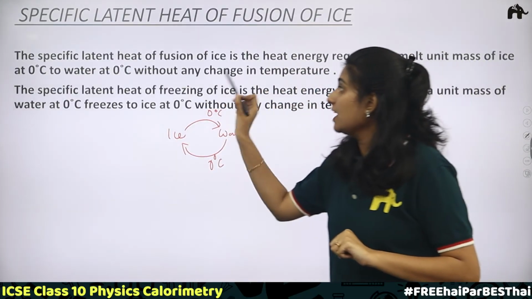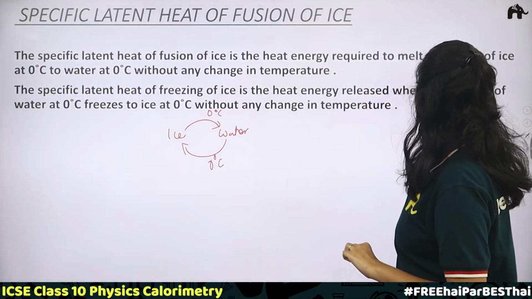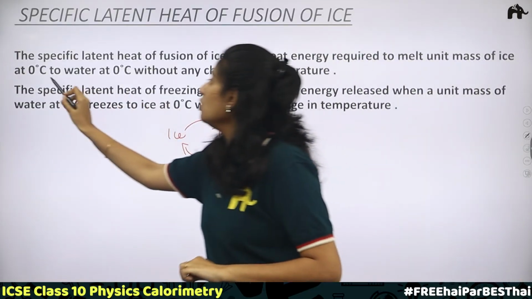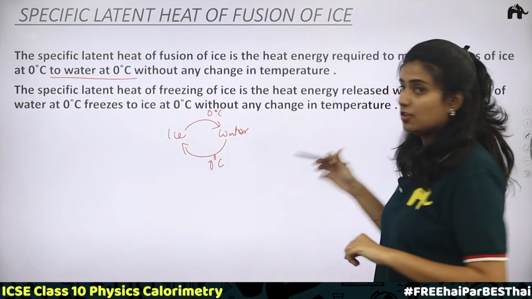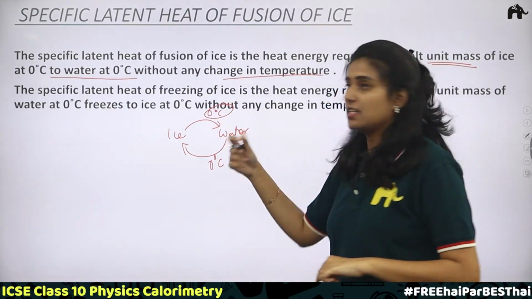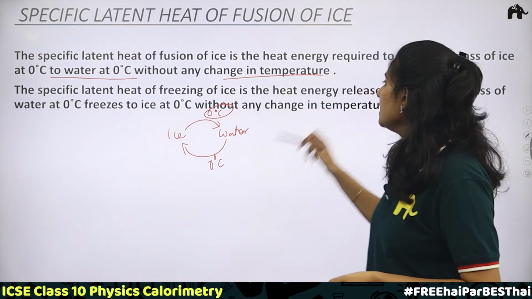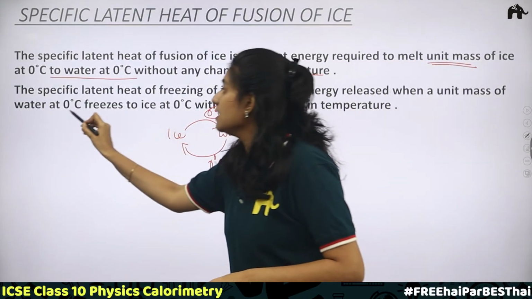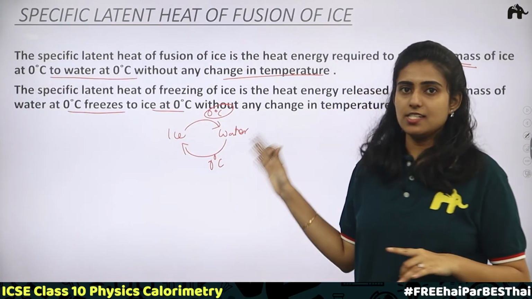Okay, the specific latent heat of fusion of ice is the heat energy which is required to melt unit mass of ice at 0 degrees Celsius to water at 0 degrees Celsius. Remember, it is a unit mass, for a given mass of a substance without any change in temperature. The temperature will remain 0 degrees Celsius. And the specific latent heat of freezing of ice is the heat energy released when a unit mass of water at 0 degrees Celsius freezes to ice at 0 degrees Celsius without any change in temperature.